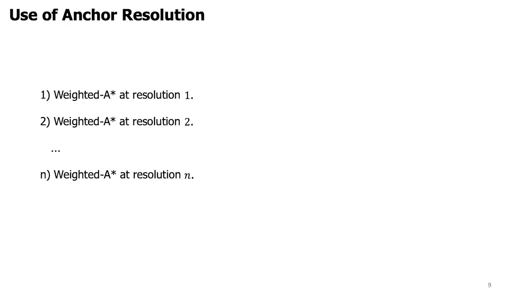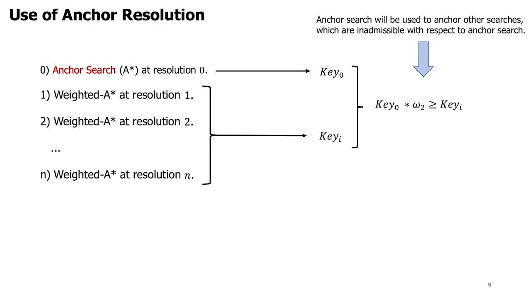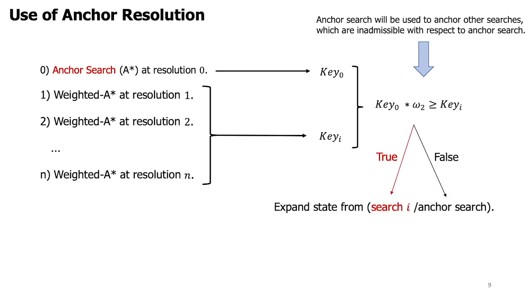The MR-star search follows the structure presented here. Assuming the domain is discretized into multiple resolutions indexed from 0 to n, then we run weighted A* search in each resolution space from 1 to n. In addition, we have an anchor search, which is an optimal search running with resolution 0. The inequality on the right is used to control the inadmissible expansions with respect to the anchor search. Then we compare the key 0 from the anchor search with key i from search i. If the anchor condition is satisfied, a state will be expanded from the ith search, otherwise from the anchor search.